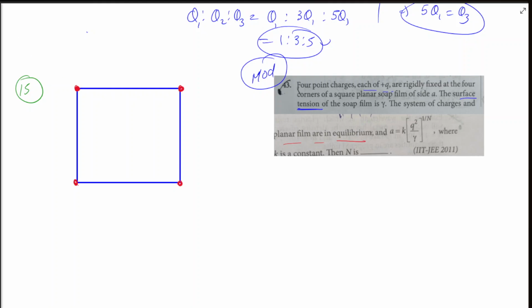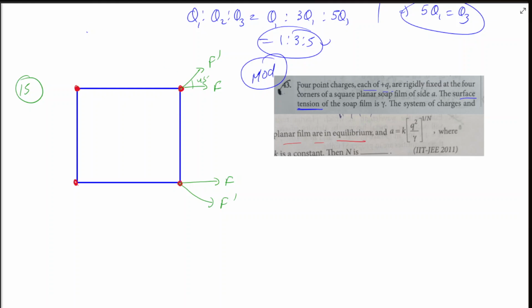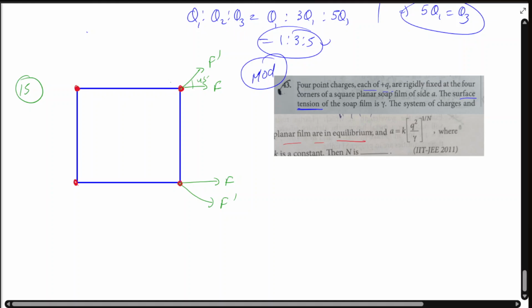So look, this charge will be repelling this charge like this, and this will be repelling as this F dash. Similarly, this charge will be repelling this charge as F, and this charge will be repelling this charge in this direction as F dash. Of course, these are 45 degrees. Now, let's consider this as a system.